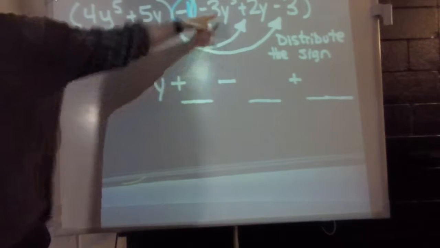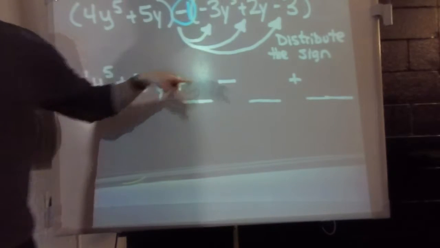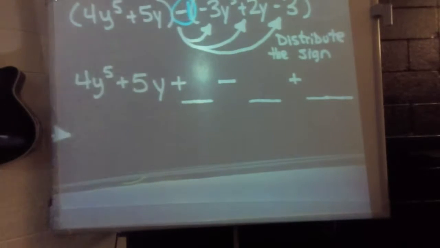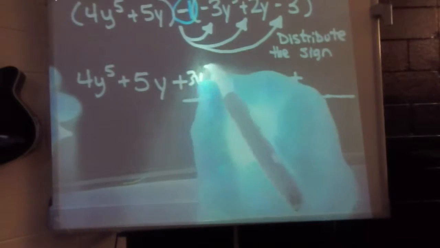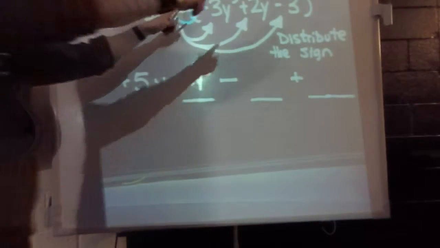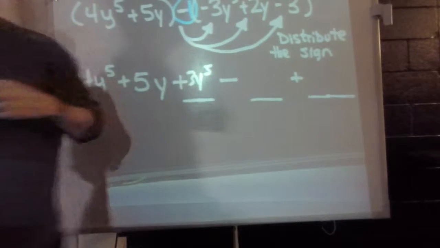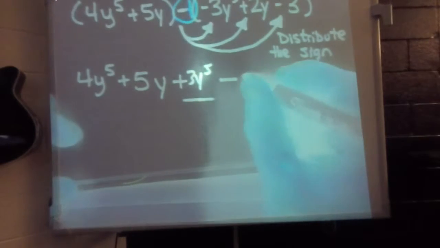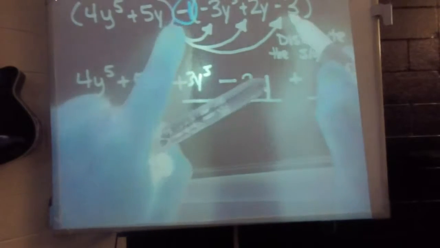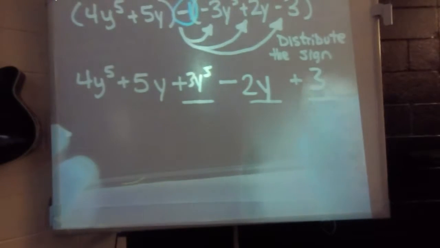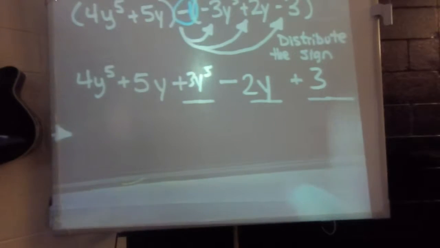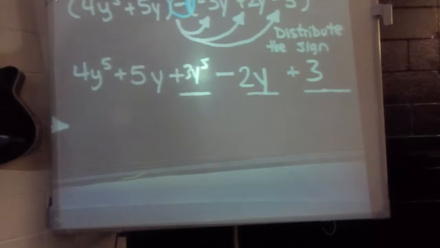So what's this first one? 3y^5. So we got plus 3y^5. And then the -1 and the 2 makes minus 2y. And then this would be positive 3. Once you have distributed that minus sign, then combine like terms with your biggest piece first.